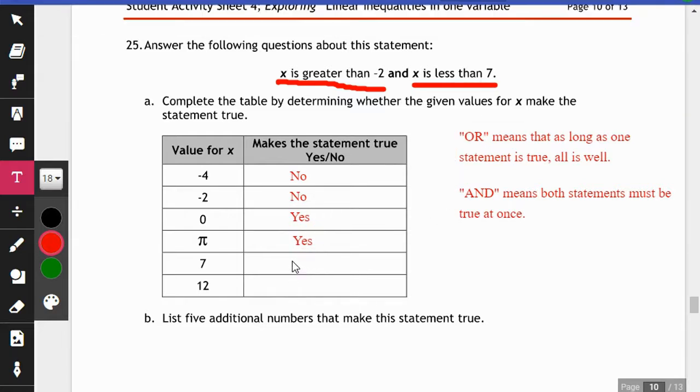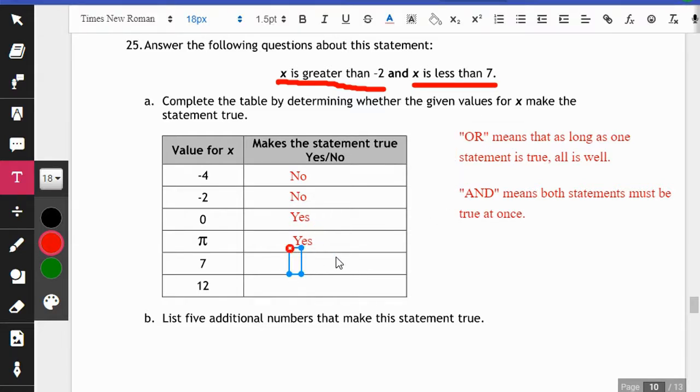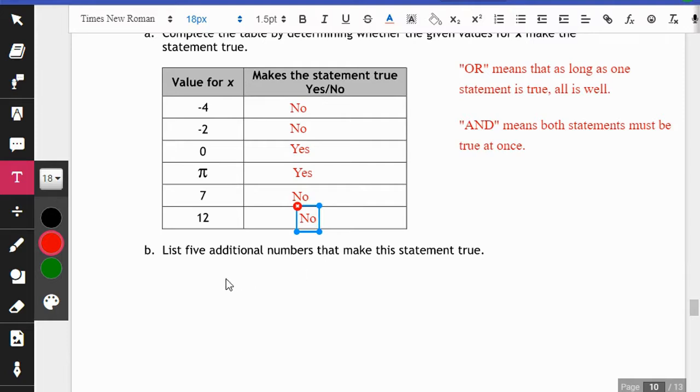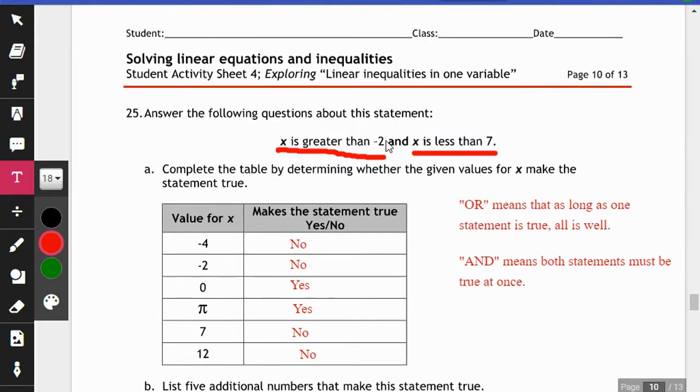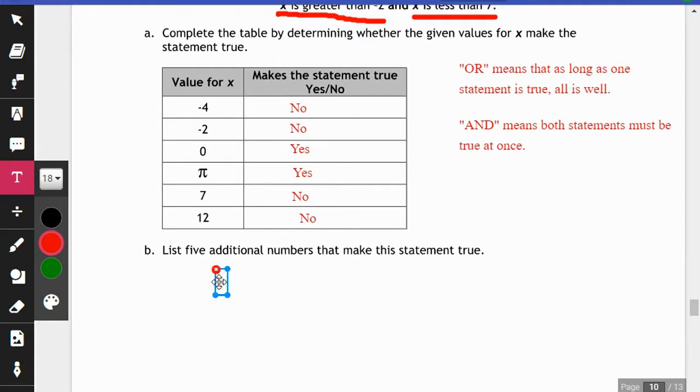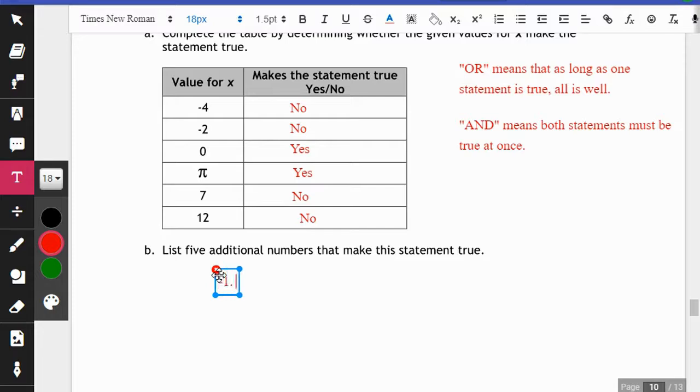7 is greater than -2, but it's not less than 7. It's equal to 7, so that's a no. 12, greater than -2, but not less than 7, so it's a no as well. So it's the middle ones that work. Five additional numbers. We're just looking for numbers bigger than -2 and less than 7. So let's go with, just to be simple, -1, 1, 2, 3, 4, and 5.